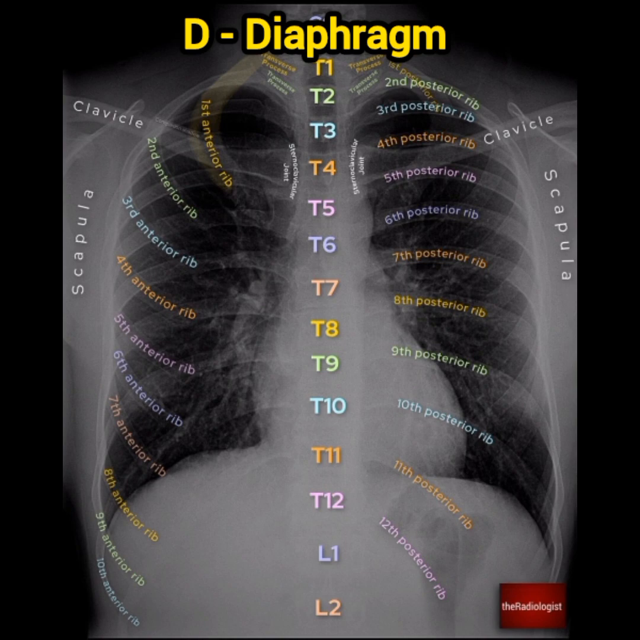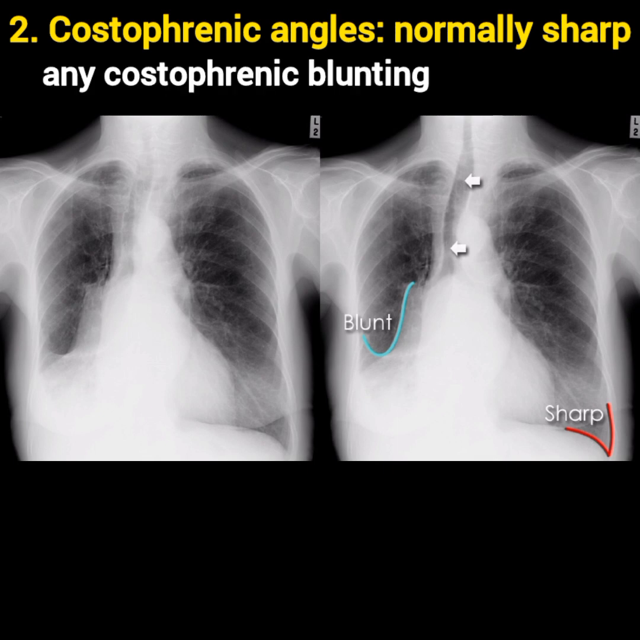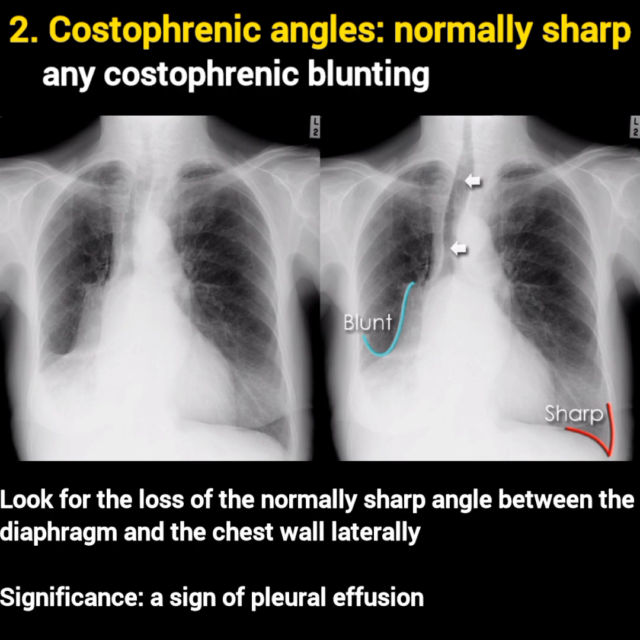The costophrenic angles. Check for any costophrenic blunting. Look for the loss of the normally sharp angle between the diaphragm and the chest wall laterally, and this is a sign of pleural effusion.